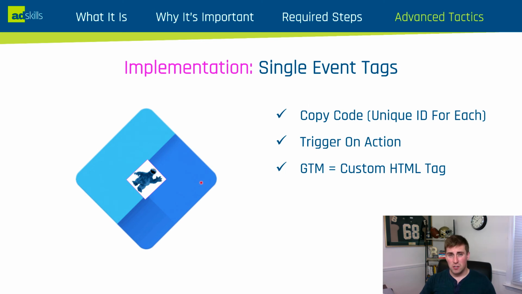So the implementation using Google Tag Manager, single event tags. You're going to copy the code with the unique ID for the event that you want. You're going to build a trigger so that it fires on whichever action. I'll show you here in a second. If someone clicks on a particular link, I'll build a trigger saying if they click on this link, fire this particular Twitter conversion event. What you're going to use from the tag perspective is called a custom HTML tag. I'll show you how to do that in the tutorial right now.